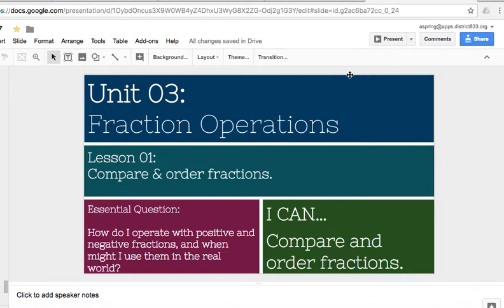Either way, we are starting a new unit. This is Unit 3, Fraction Operations. The first lesson is comparing and ordering fractions. By the end of today, you should be able to compare and order fractions.